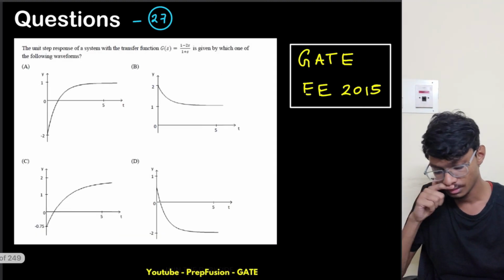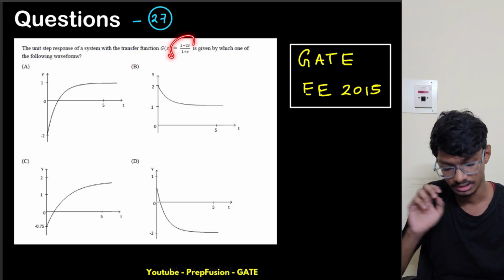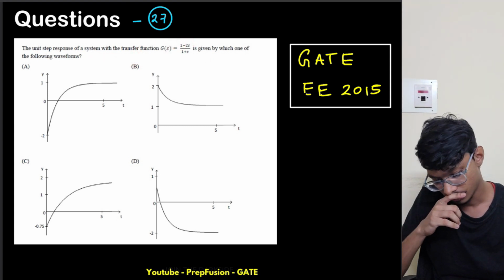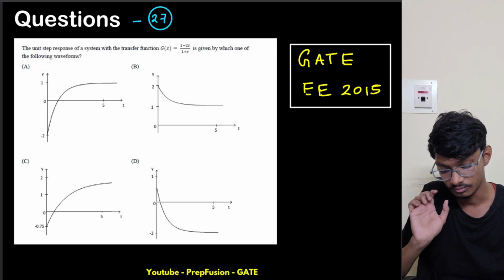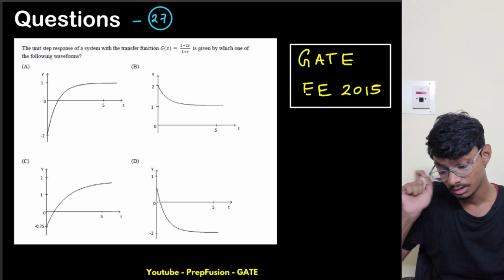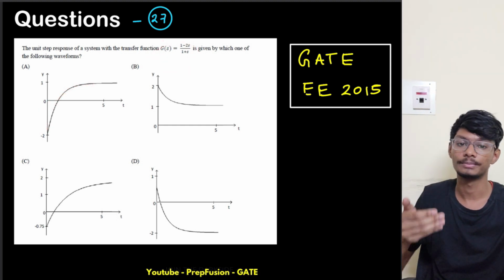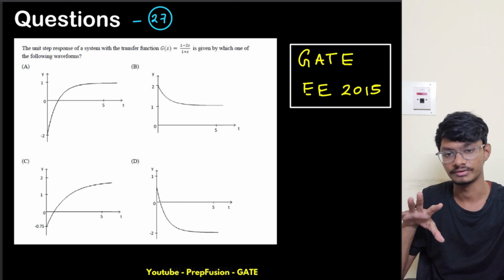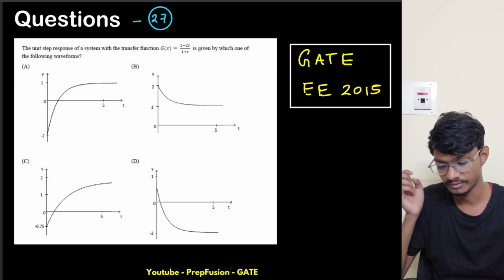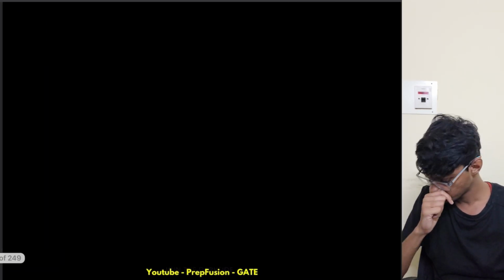This is another question. The unit step response of a system with transfer function g of s is given by which one of the following waveforms? The transfer function is given for a system. Okay, we have to find the unit step response. Remember, this is a transfer function, right? This is the impulse domain given. We have to find the step response. So just finding the Laplace inverse of this won't be enough. So unit step is given.